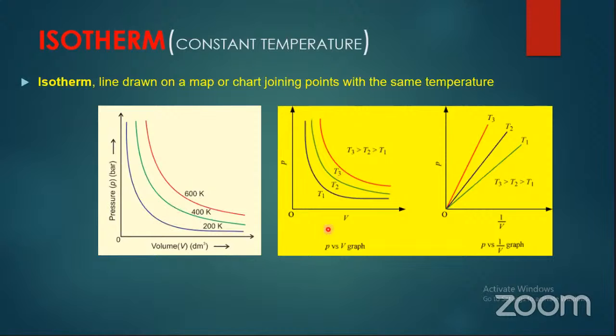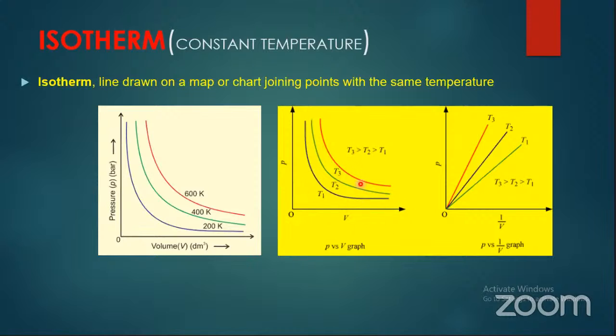For example, see this graph. The same graph is taken here, P versus V at different temperatures. Now this T3 is greater than T2 is greater than T1. So if you consider this, 600 Kelvin is T3, 400 Kelvin is T2, 200 Kelvin is T1. So T3 600 Kelvin is greater than 400 than 200. That is taken here. So simply this graph is given to you.